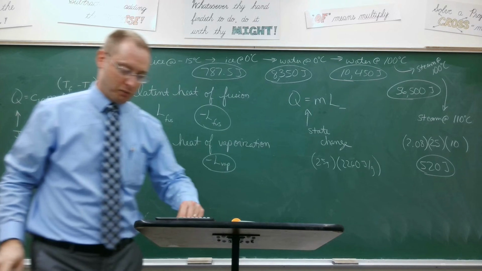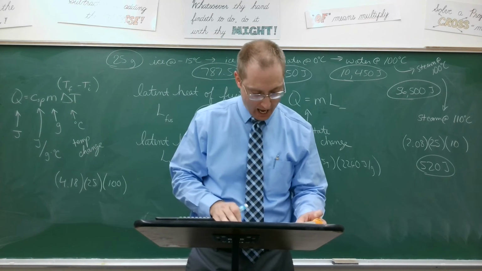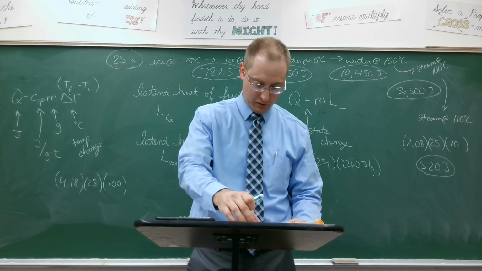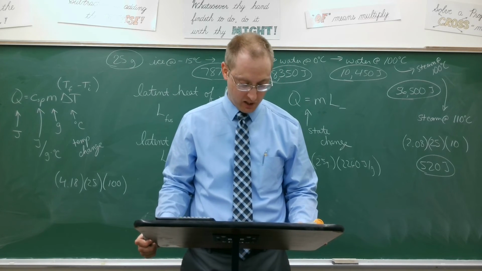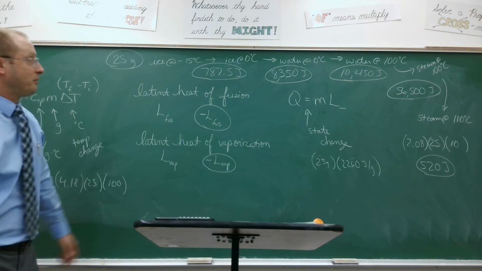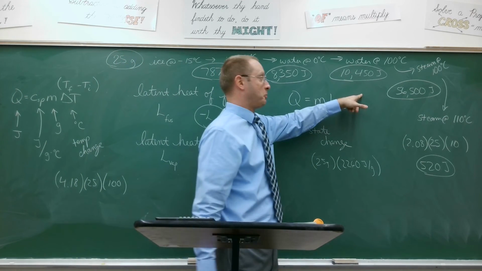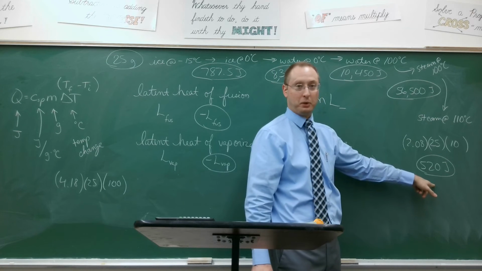Okay, so here's the question. How much heat, this is what the problem asks that Olivia read for us: How much heat is needed to warm 25 grams of ice at negative 15 Celsius to 110 degrees Celsius? Well, this much to get to the melting point, this much to melt it, this much to get to the boiling point, this much to boil it, and this much to superheat the steam.